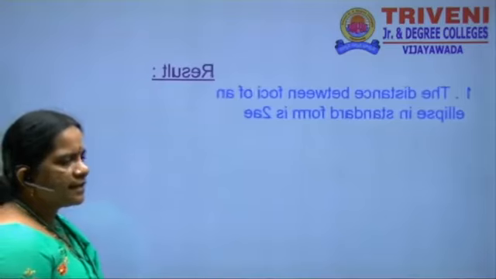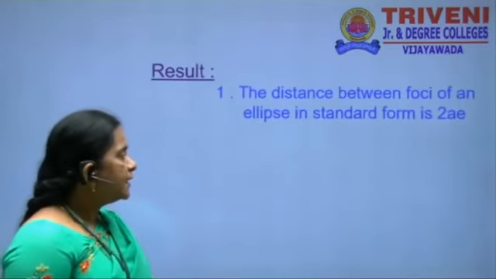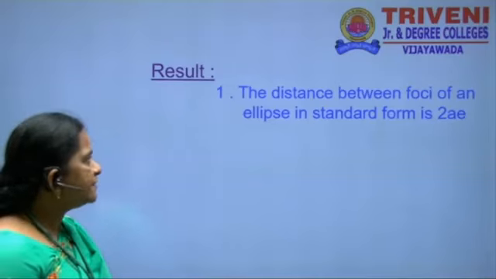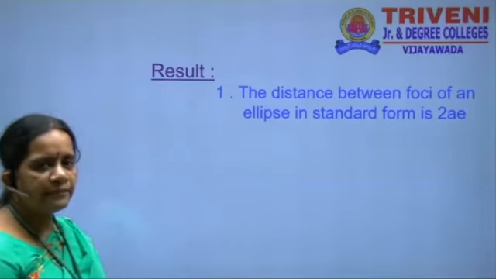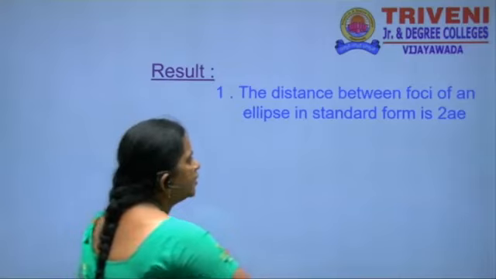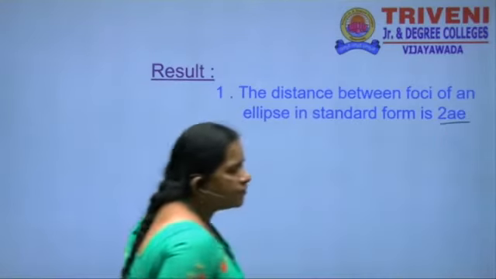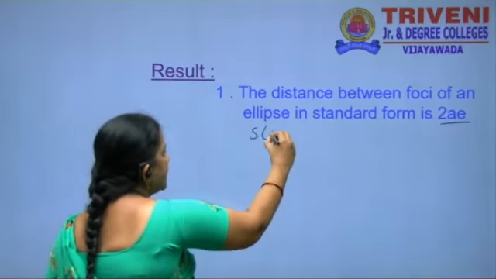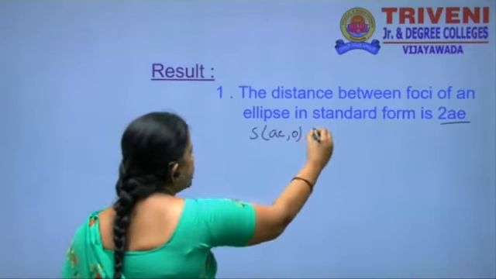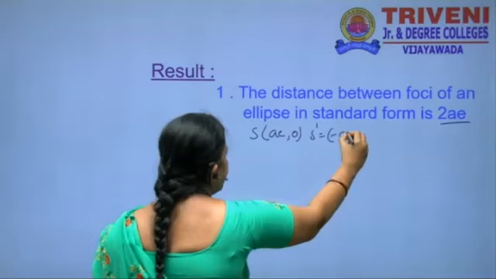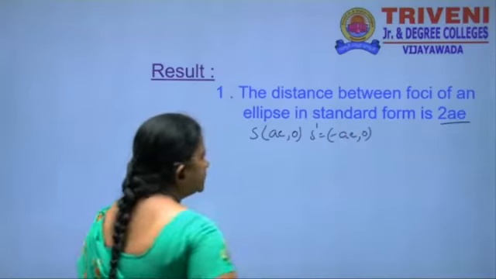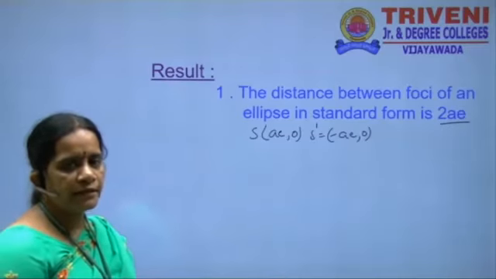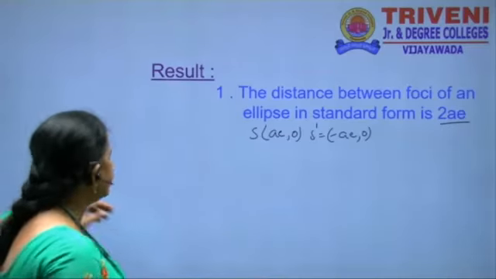Here some results are there. Before going to the problem, some results are needed. The distance between the foci of an ellipse in standard form is 2ae. Already you know the foci values: S is (ae, 0) and S dash is (−ae, 0). The distance between S and S dash is 2ae.